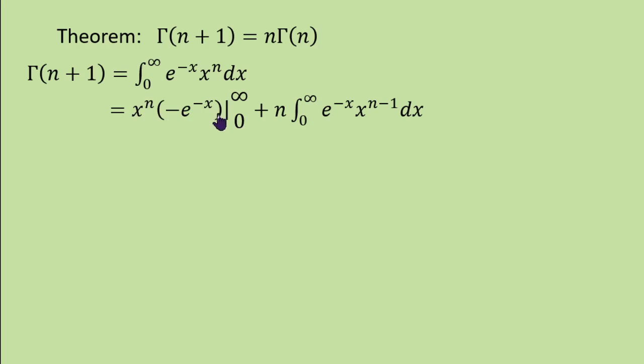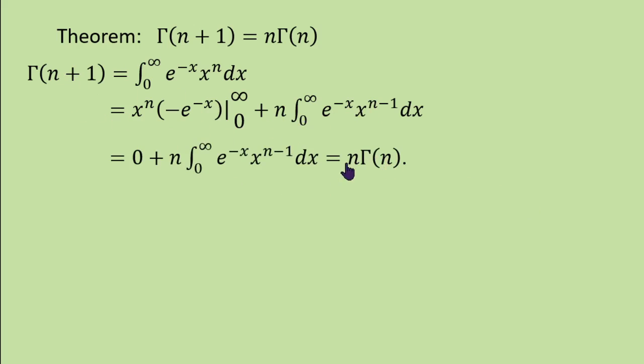Upper limit value of this is 0, and lower limit of x is 0 means it is 0. Upper limit value is 0, lower limit value is 0, and hence this value is 0, and the resulting answer is n into gamma n. So gamma n plus 1 is n gamma n.